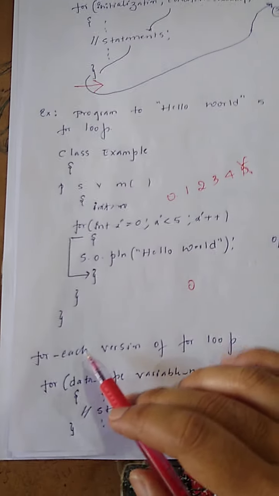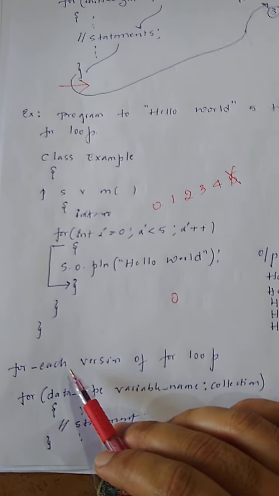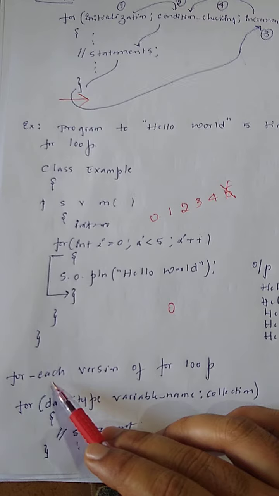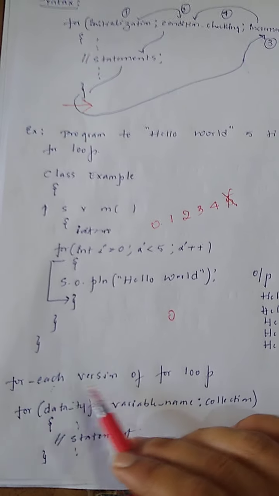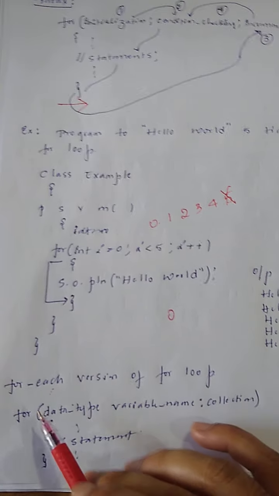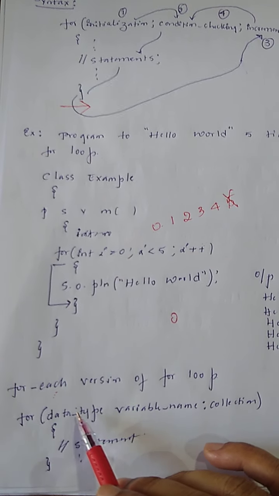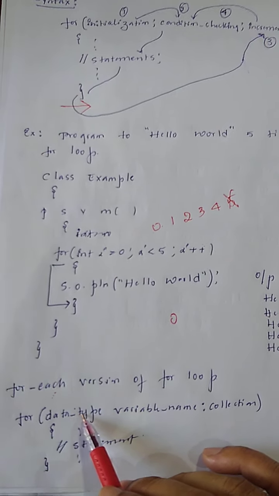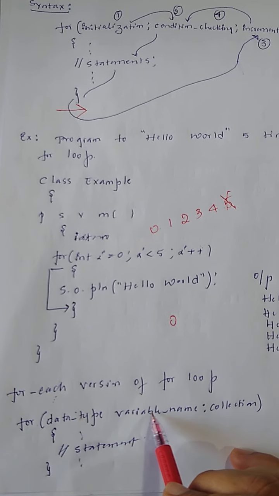Okay, so next there is one more type of variation with respect to the for loop. We'll call that one the for-each version of the for loop. So what's the syntax? Syntax is first you have to write the data type, and then the variable name.